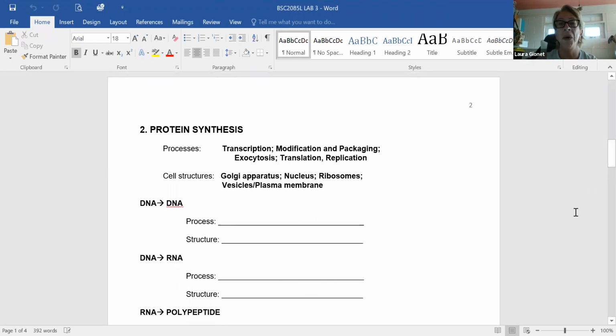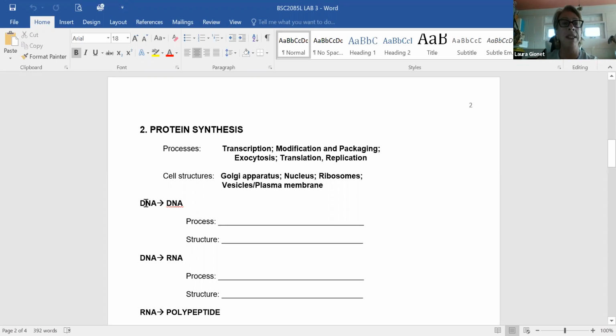Okay, so let's go to protein synthesis and fill these in, and then we will look at the models. As I said in lecture, when it comes to protein synthesis, we have certain processes, quote unquote, for you to identify, and cell structures, quote unquote. So the processes are transcription, modification and packaging, exocytosis, translation, replication. And then the cell structures associated with these processes are protein synthesis, or Golgi apparatus, nucleus, ribosomes, vesicles/plasma membrane. All right, so those are the possible answers that go in here.